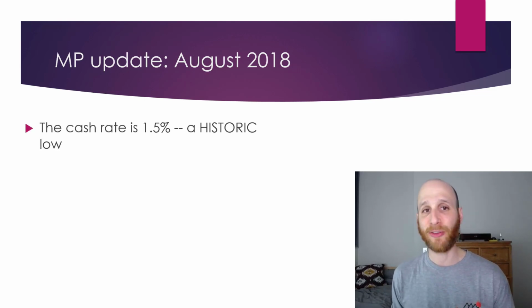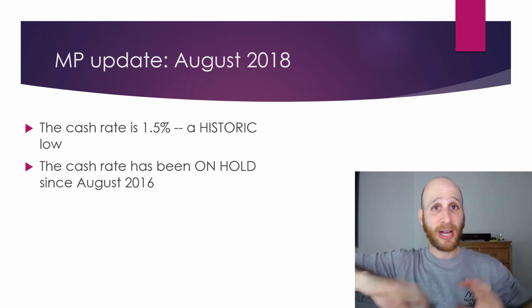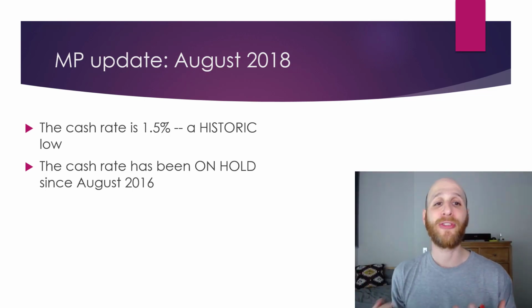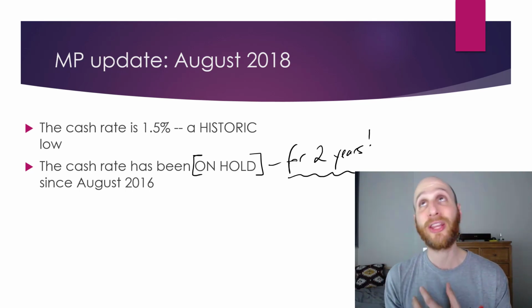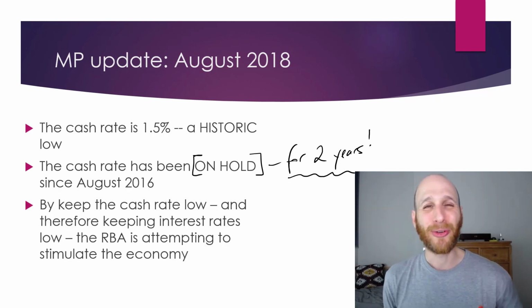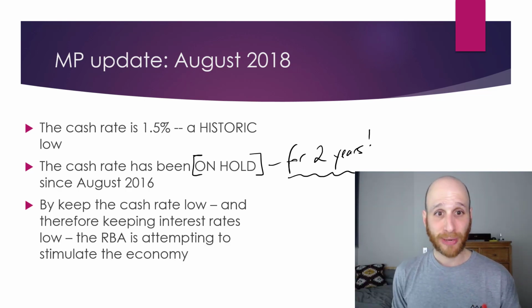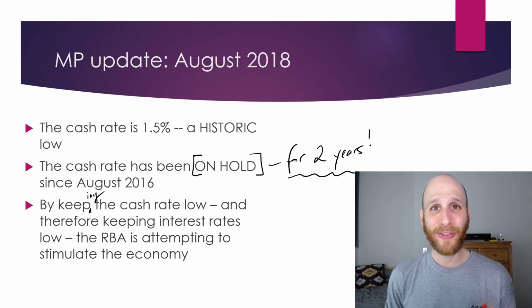The cash rate is 1.5%. This is a historic low. In fact, the cash rate has been on hold since August 2016, so it has stayed exactly where it is for 24 months. So why is the RBA doing this? By keeping the cash rate low, and therefore interest rates low, the RBA is attempting to stimulate the economy.